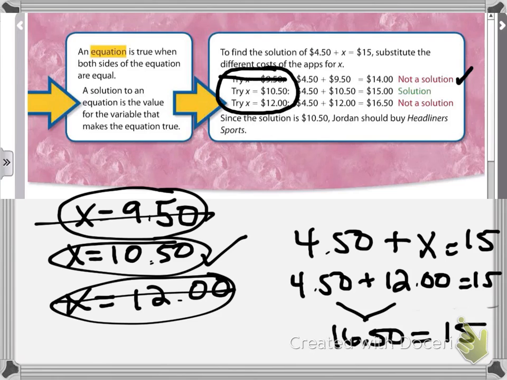So the solution for this would be 15. In order for the equation to be true, x would have to equal $10.50. Okay, so your understanding here is, how do you find the solution to equations? You substitute the x with the values given to see which equation is true, which number makes both sides equal. If you have any questions, go see your teacher for some assistance, or you could work with a partner.